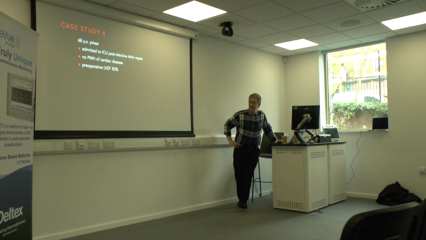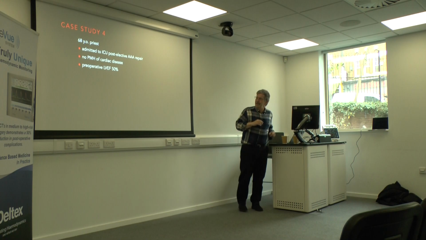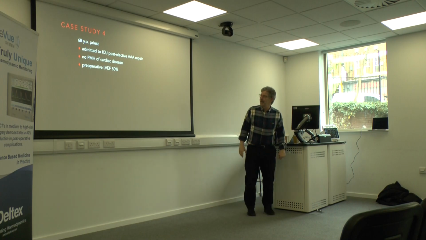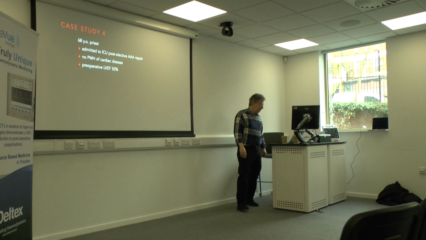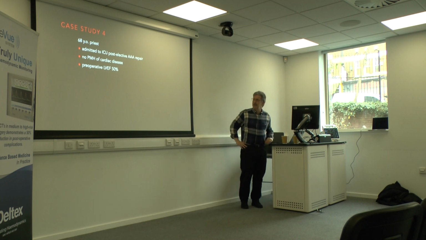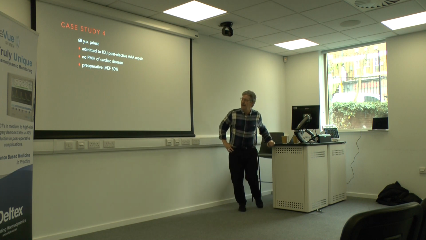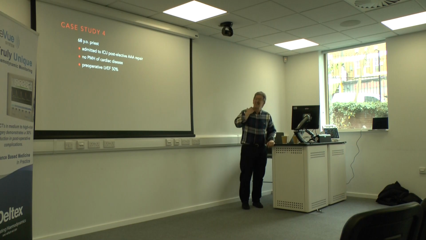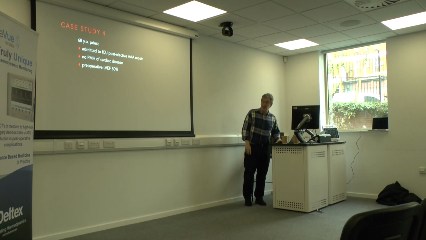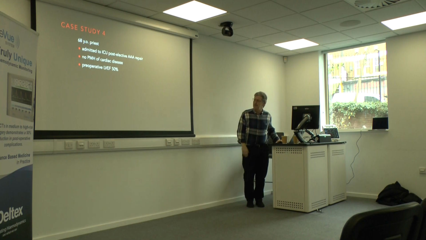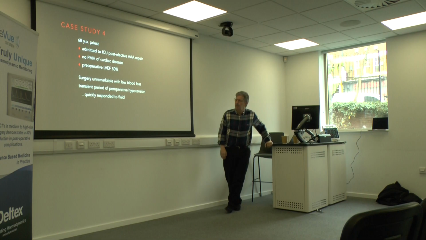Okay, I think this is the last one I'll give you. It is a man with the Doppler on his side. He came in for an AAA repair, aortic aneurysm, and came to the ICU afterwards. He didn't have any history of cardiac problems, an ejection fraction of 50%, whatever that means. And the surgery was allegedly unremarkable.